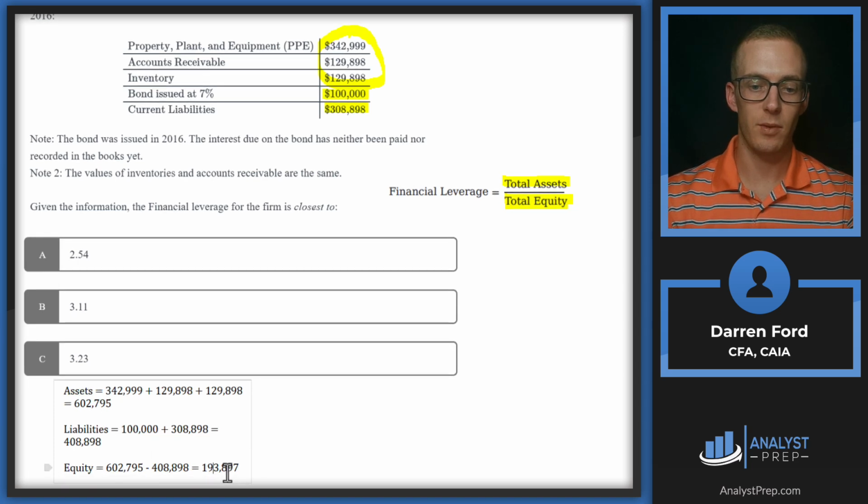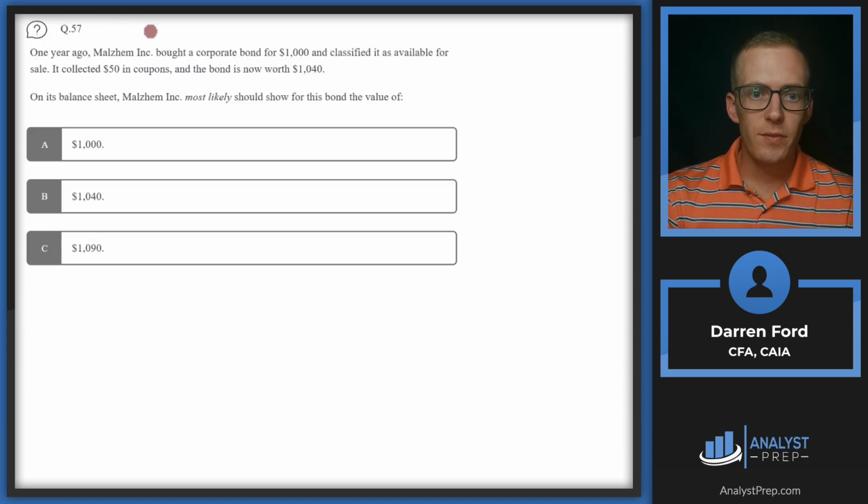So we've got $193,897. So for our final answer then, we're going to be taking total assets, $602,795, divided by equity, which is the asset minus liabilities. And we'll pull that answer in here, and we see we get 3.1088, and we can round that up to 3.11, or answer B.